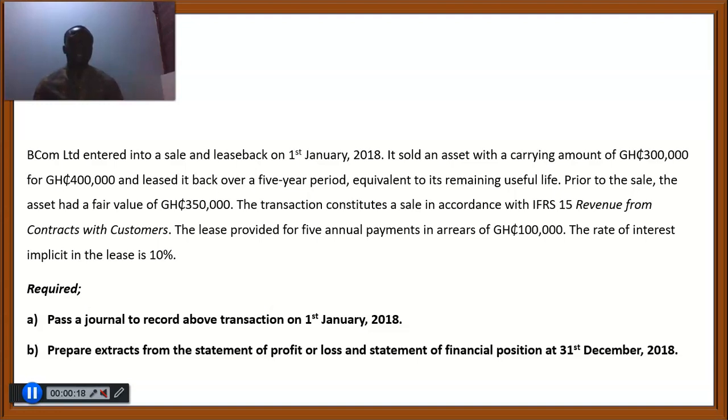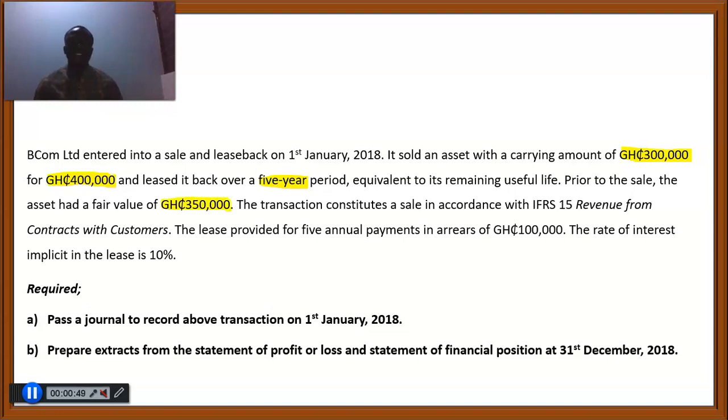Become Limited entered into a sale and leaseback on 1st January 2018. It sold an asset with a carrying amount of 300,000 Ghana cedis. So we have a carrying amount of 300,000. It sold it for 400,000 Ghana cedis and leased it back over a 5-year period, equivalent to its remaining useful life. Prior to the sale, the asset had a fair value of 350,000. So this is the fair value.